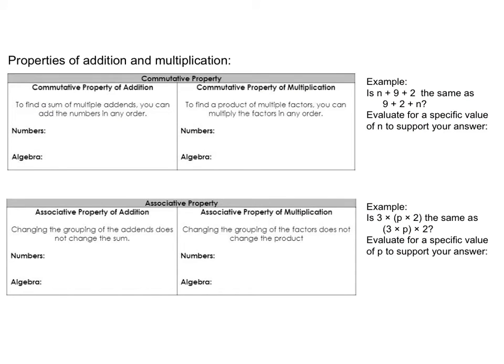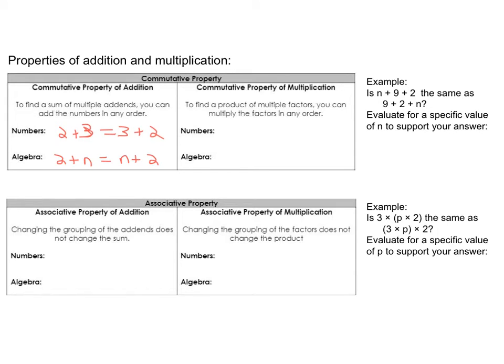So these properties, again, only work with addition and multiplication. They do not work with division. They do not work with subtraction. Real quickly, the commutative property of addition just means that I can have 2 plus 3, and that's the same as 3 plus 2. And I can have variables in there as well. I could have 2 plus n, and that's the same thing as n plus 2. Remember, commutative is I'm moving things around, so I'm changing the position of the 2 and the n.